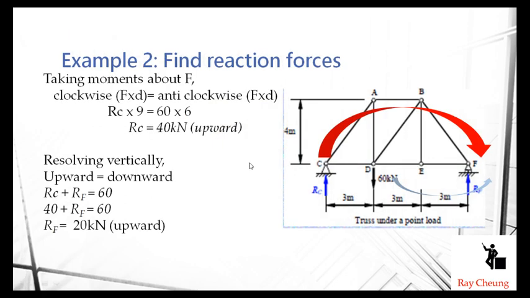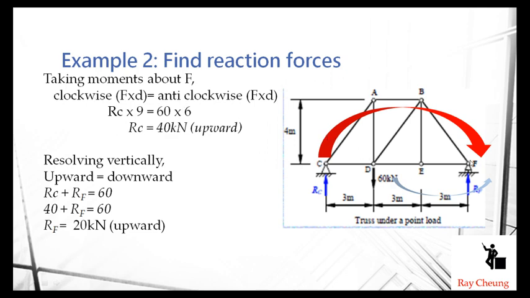And then we start to calculate the truss forces. I just introduced some members. And then if you want to find out the remaining members, you just do it by yourself. Okay, the first step, we try to take moment in here. And then, for example, RC is moving clockwise. That means RC multiplied by 9 is the total moment in clockwise direction.